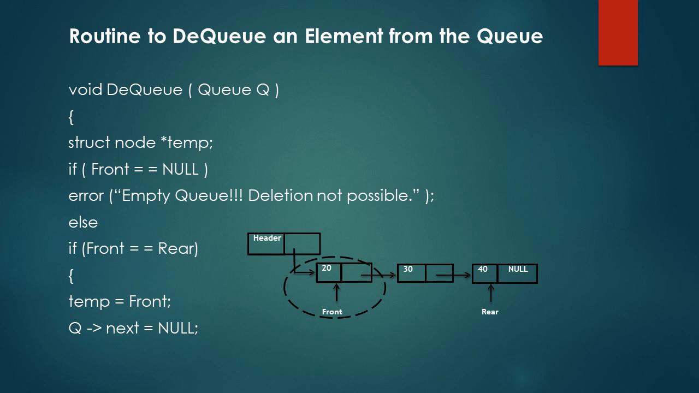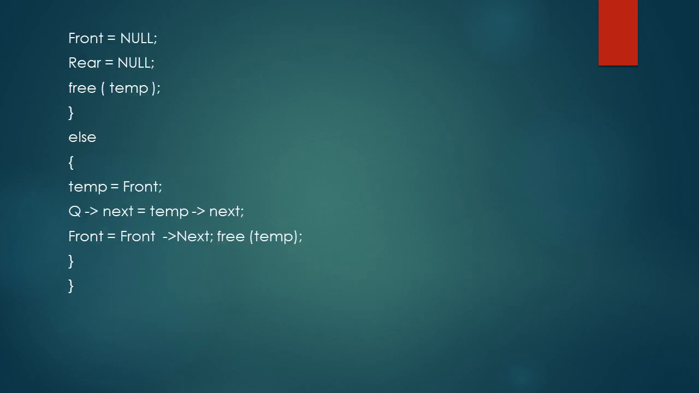Routine to dequeue an element from the queue. Void dequeue(Q), struct node pointer temp. If front is equal to null, error: empty queue, deletion not possible. Else if front is equal to rear, temp is equal to front, Q next is equal to front is equal to null, rear is equal to null, free temp. Else temp is equal to front, Q next is equal to temp next, front is equal to front next, free temp.